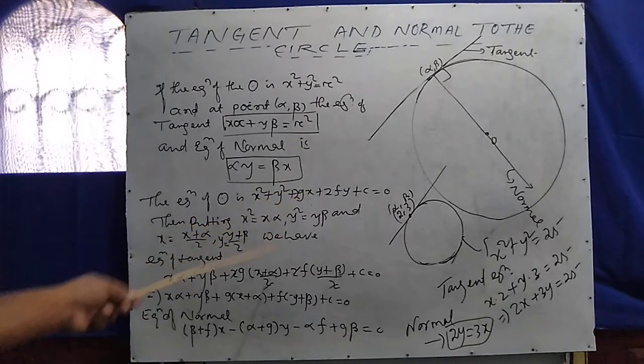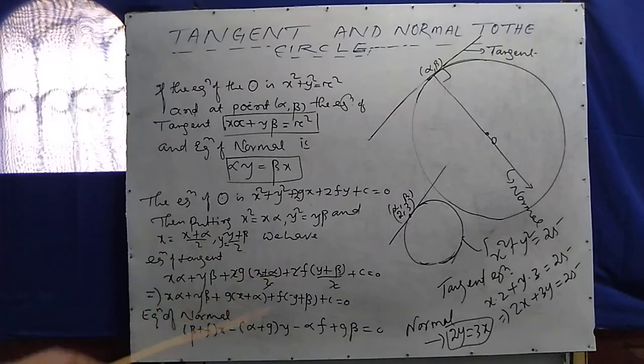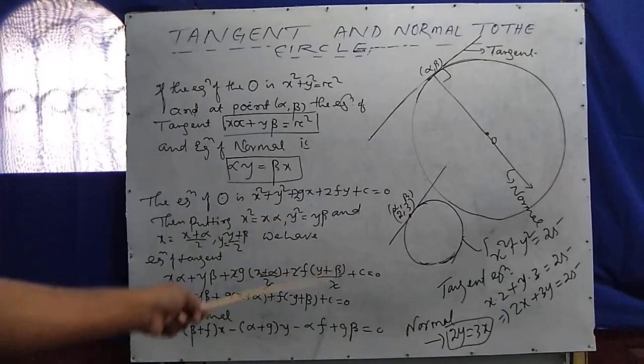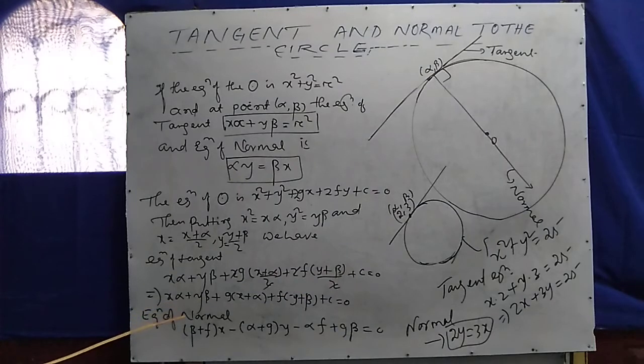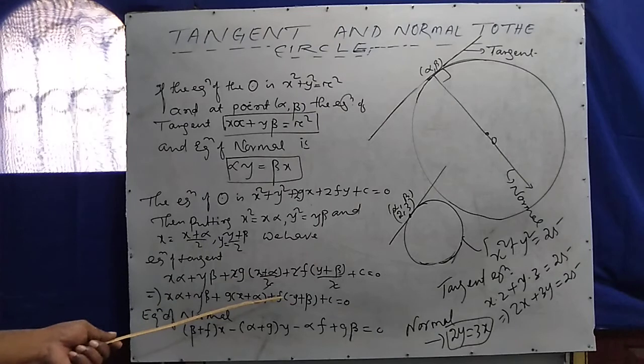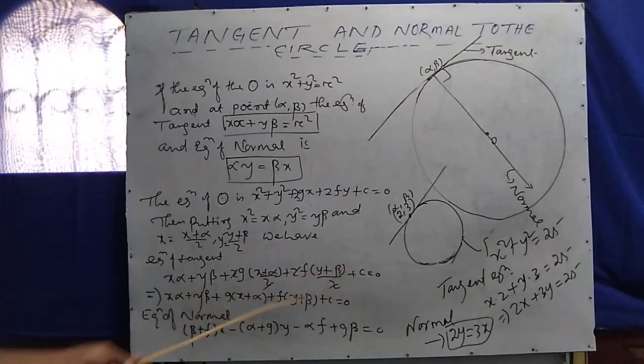2gx equals x plus alpha by 2, and 2fy equals y plus beta by 2. So the equation becomes x alpha plus y beta plus g into (x plus alpha) plus f into (y plus beta) plus c equal to 0. And this is the equation of the tangent.